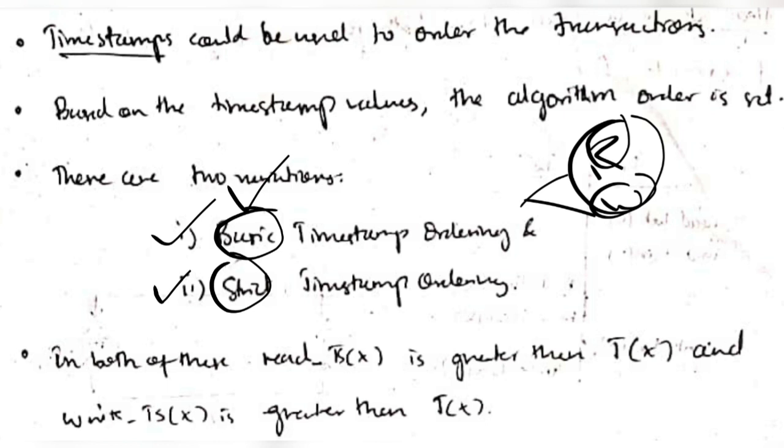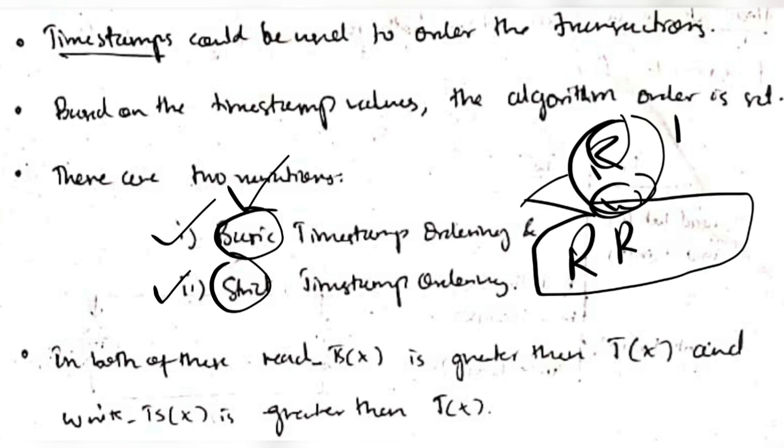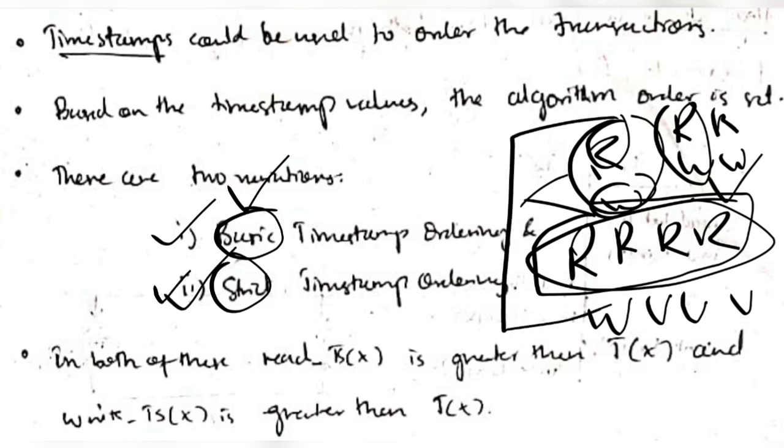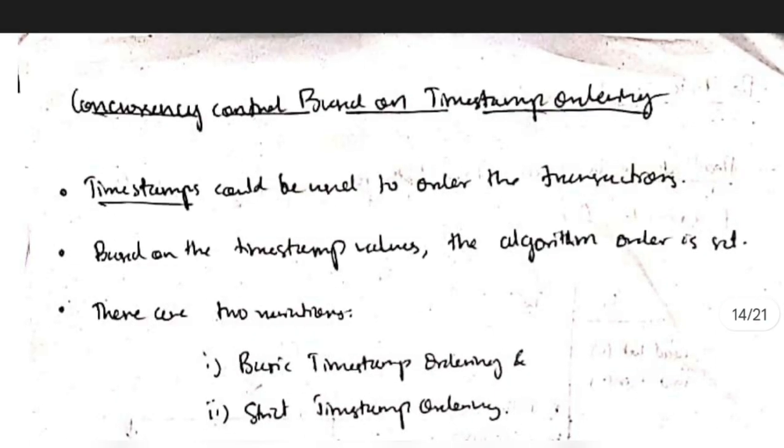In strict timestamp ordering, all the read operations should be performed first. For each process, read and write can be performed separately, but here all the read operations should be performed first. After that gets over, only then will the write operation be performed. That is the strict timestamp ordering. So by using these two, concurrency control can be established.